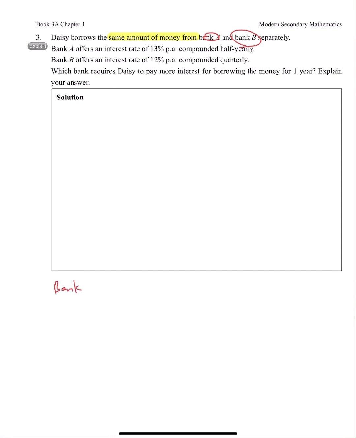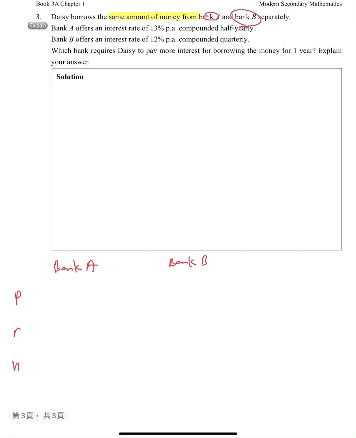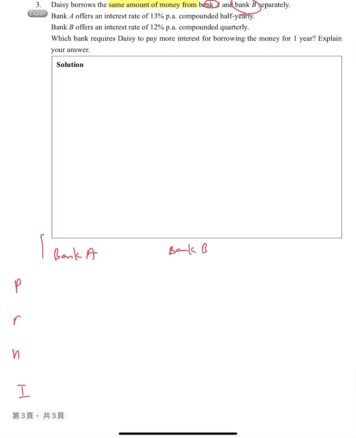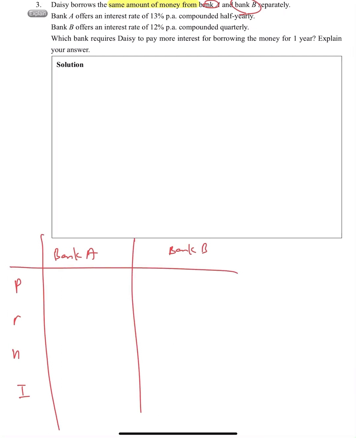So we consider Bank A together with Bank B. We consider the P, the small r, the interest rate per period, and the number of periods being calculated, and then we have our interest, right? So we're trying to fill in this form so that the principal is the same, so we just write P and P here. For Bank A, the interest rate is 13%, compounded half yearly, which means that the interest rate is going to be 13% divided by 2.